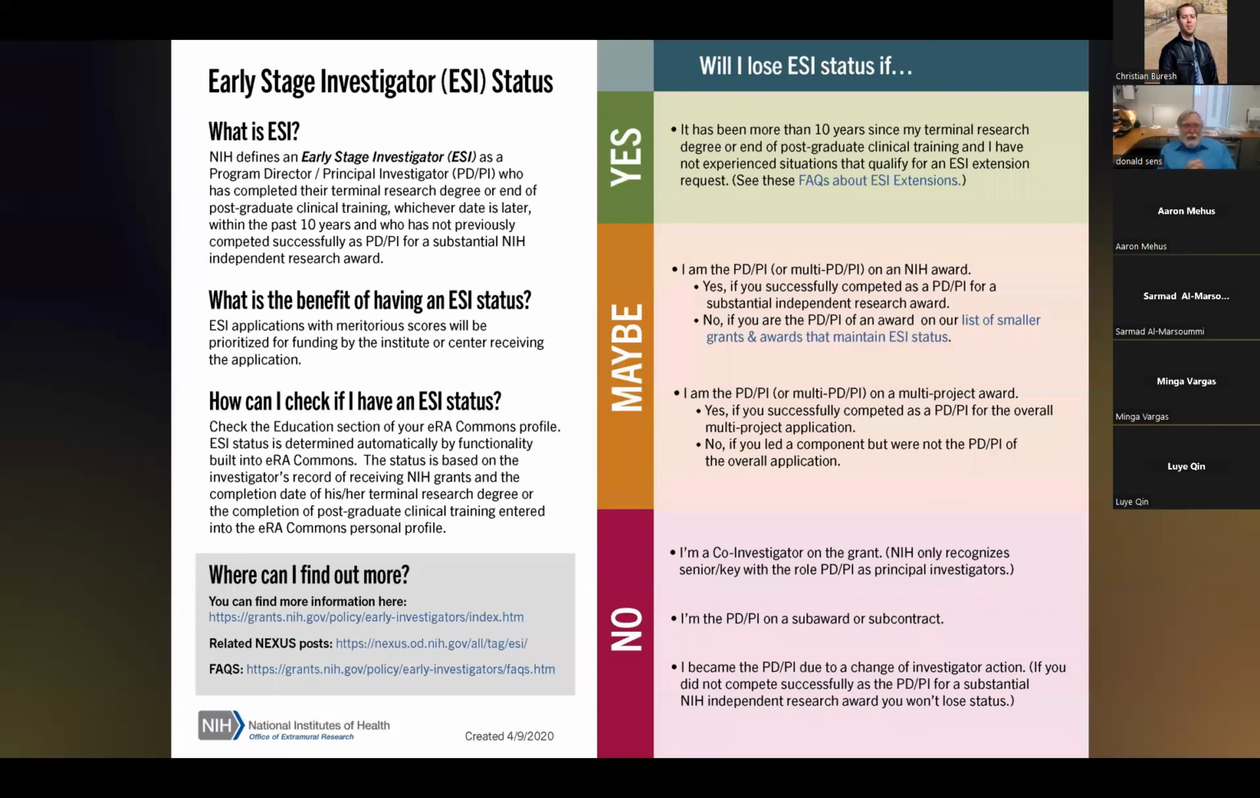Okay. And I can't stress this enough, if you're an early stage investigator, you have to use this opportunity. And this is within 10 years of completing your terminal research degree or your postgraduate clinical training. You can call the NIH program officer, and they can tell you whether you qualify or not. And you really get a break on what is funded if you're an early stage investigator.